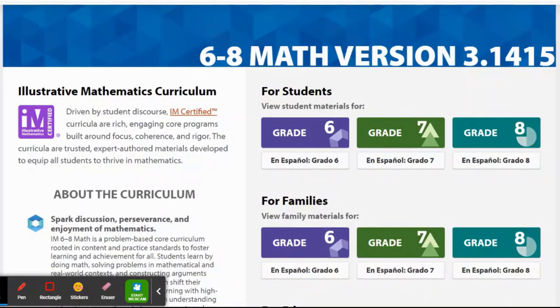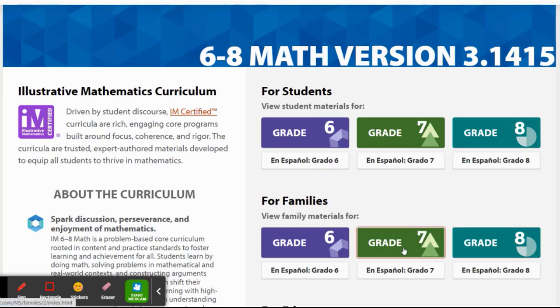When you follow the QR code or the link on the handout provided, you'll land at this page where our intermediate curriculum can be accessed. At the top, you'll see student access in English and in Spanish. This is perfect for if your student has forgotten their book and would like to be able to do their homework. But the main focus for this video is going to be about these family resources.